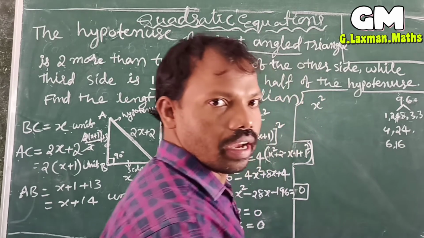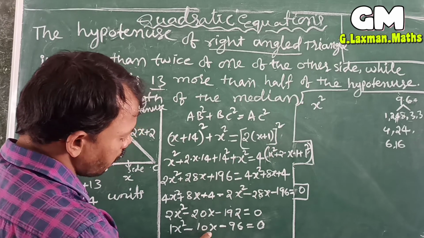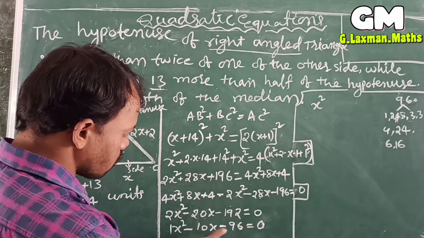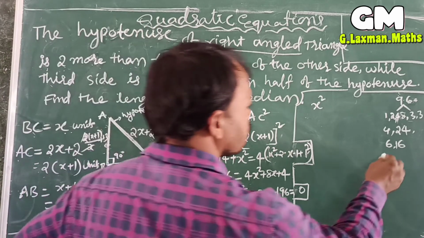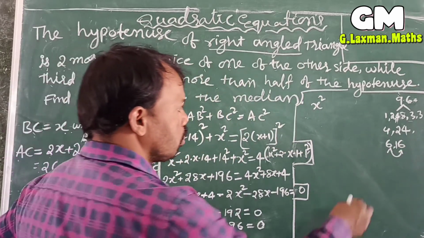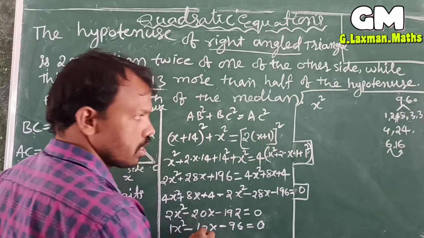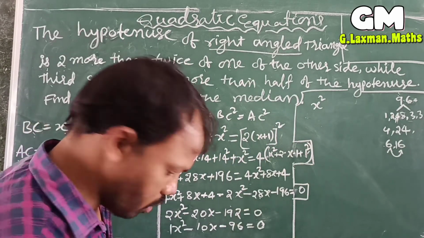So 16 and 6 here. We need minus 10x and minus 96. So we can take 6 and 16. 16 times 6 is 96, and 6 minus 16 is minus 10. So we are getting the factors here.